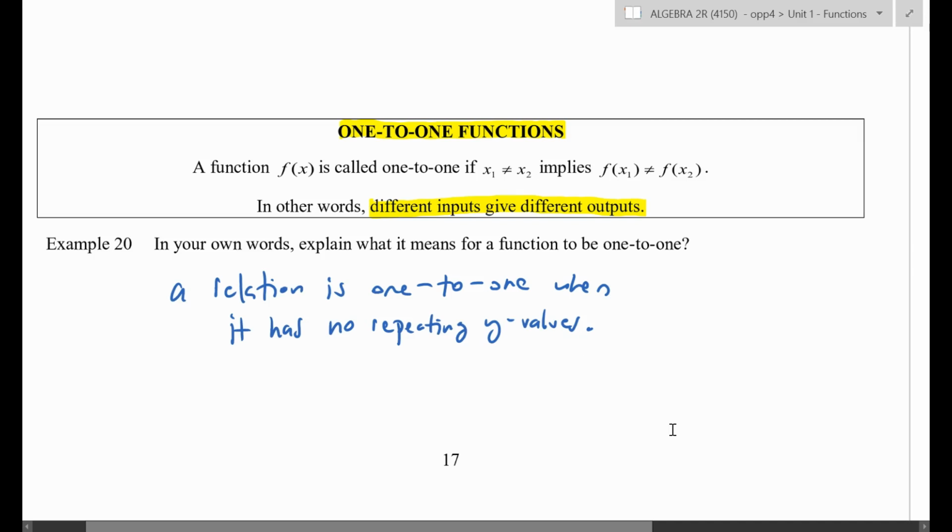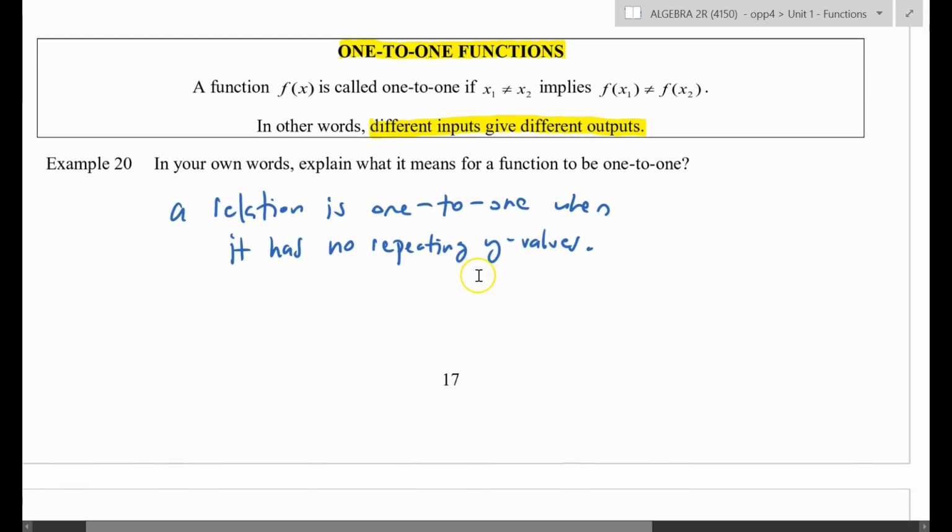Now, I did something a little sneaky right there, guys. I was kind of hesitant about this word. I started off saying a function is one-to-one, and then I changed it to the word relation. Is everything that we've talked about today, so far this year, a function? No, right? So for example, let me show you guys something.